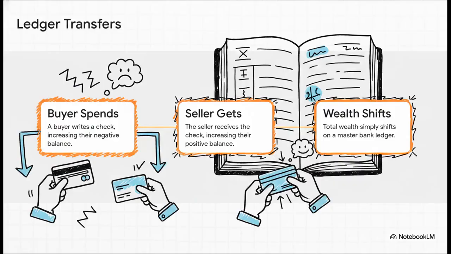Let's walk through how a transaction plays out in real time. Say a buyer wants to purchase something. They write a check or swipe a card. All that happens is their negative balance increases. Boom, step 1. Step 2, the seller receives that payment, which instantly increases their positive balance. Step 3, and this is the crucial part, nothing new was created. No printing presses fired up. The total wealth in the system merely shifted from one column to another on a giant master ledger. It is all just an accounting entry.